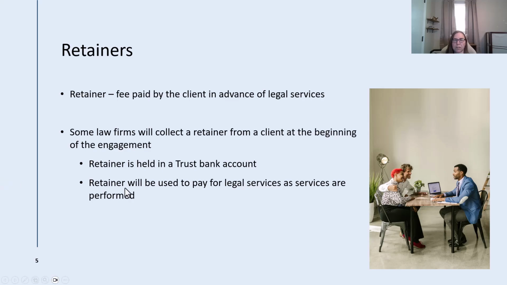So the money's going to sit in trust for the time being in the beginning, and then it will be moved later. And just keep in mind that I'm giving you general concepts, so this is not going to be exactly how it is in every single law firm.